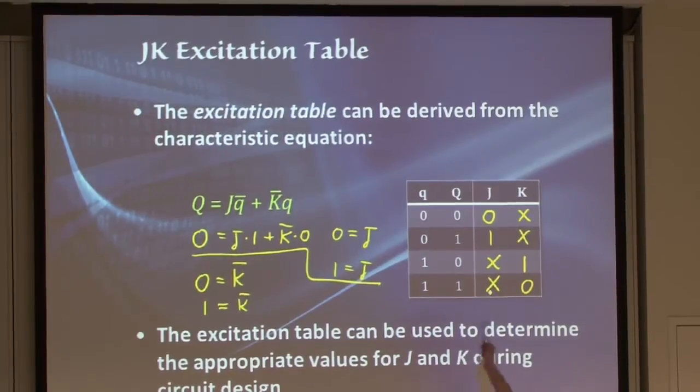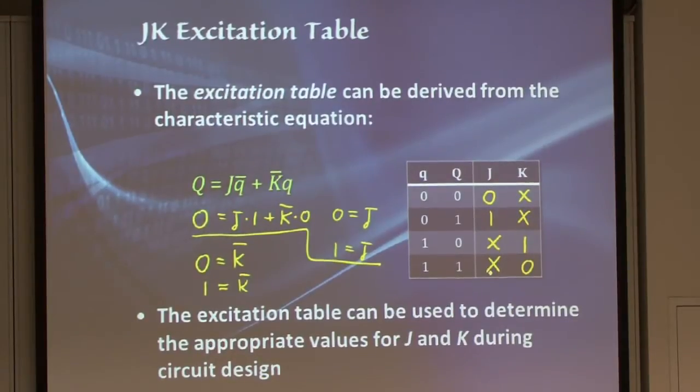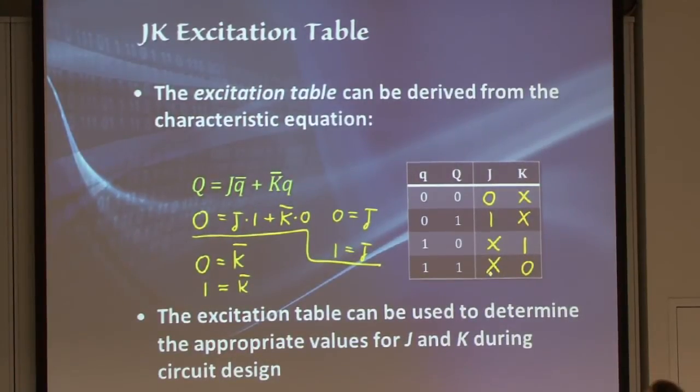So again, what is this table used for? When you want to design a machine, you end up with a table that tells you, these are the current states, these are the next states that I want to go to, this is what I desire. Therefore, these are the values that I have to set my JK inputs to the flip-flop. And we will do an example in a second.